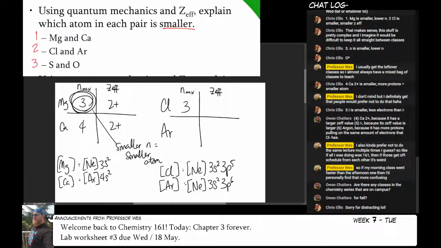So same N max, they're both 3. So we have to go to the next column. So we calculate Z effective. And you should get, there are 10 electrons in neon, 17 protons, 17 minus 10 is 7. And then 18 total protons for argon minus the 10 in neon, so that'd be 8. And you say, okay, I want the smaller one, so I want the bigger Z effective, so that's this one. So bigger Z effective equals smaller atom. I should do this to make it clear. There you go.